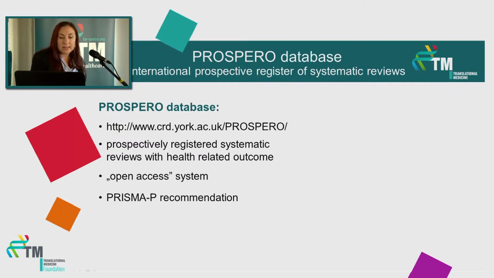So the Prospero database, you can find it at this web page, and it contains prospectively registered systematic reviews, and you should register the protocol of your meta-analysis too, with health-related outcome. It is an open access system, so everybody can freely reach it, register, and search there. You will hear a presentation after me about the Prisma and the criteria, and it contains that, so you should register before your work prospectively.